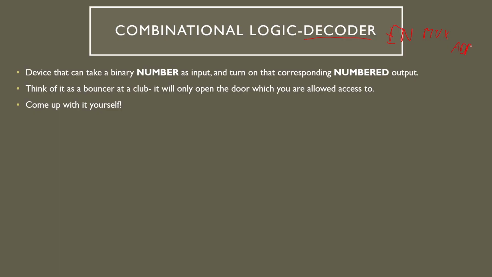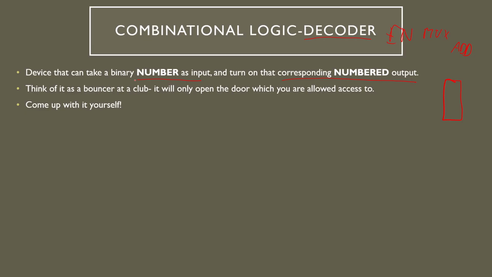adders, all of these are fancy terms for just basically what is a chip. A chip that can do the exact same thing over and over again. These are things you would encounter in the industry because they are commonly used functions. So think of this as Pokemon. They have properties, and you should know their Pokédex entries to be able to use them in the actual job world. So a decoder is a device that can take a binary number as an input and turn on that corresponding numbered output.